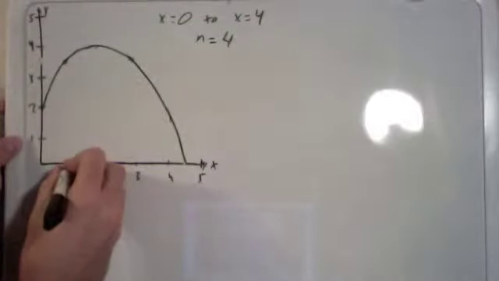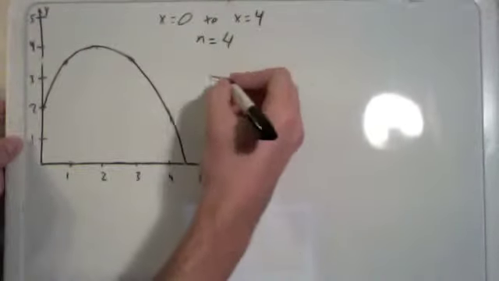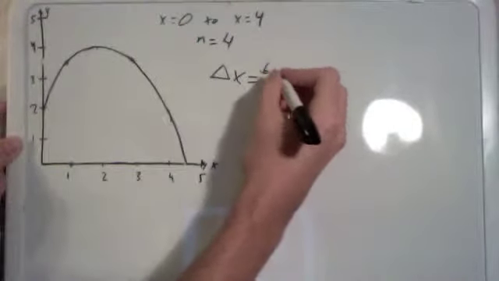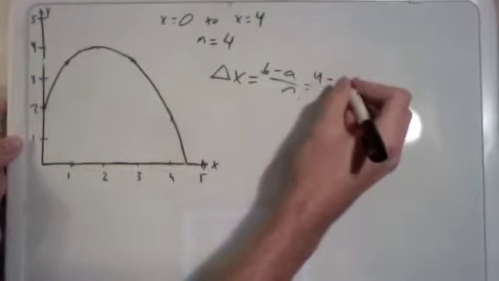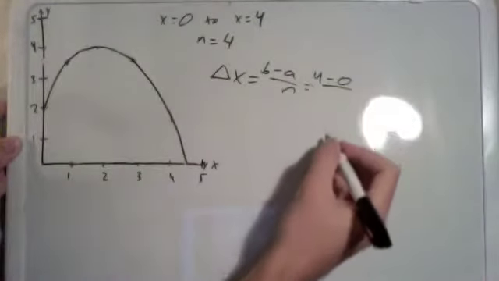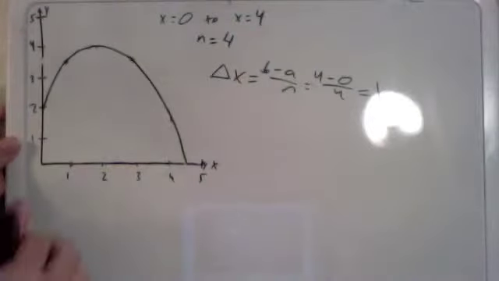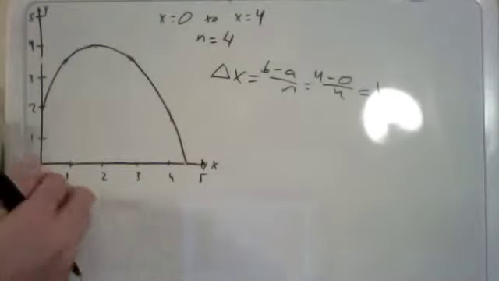We know where to break this up by finding delta x, which remember is equal to (b minus a) over n. Here our b is 4, our a is 0, our n is 4, so our delta x is 1, so we know that every 1 starting at 0 we're going to have a different rectangle.